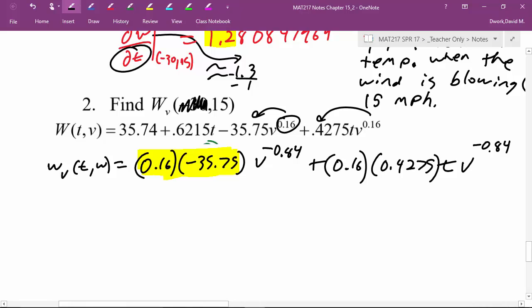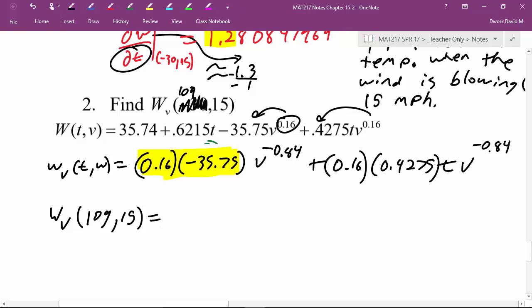Let's do our other version of 109, right? Isn't that a little more realistic for Arizona? What if it was 109 degrees Fahrenheit out? What would happen if we changed the velocity of the wind? All right, so let's do this. Whoops, wrong notation. W sub V of 109, comma 15.